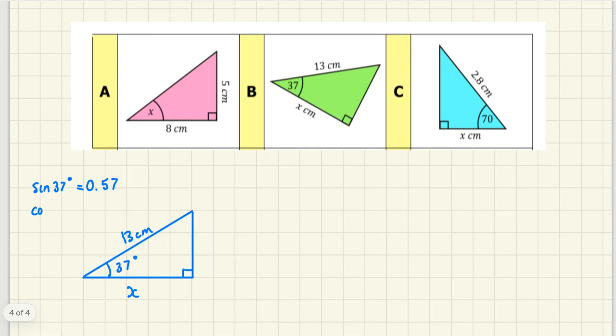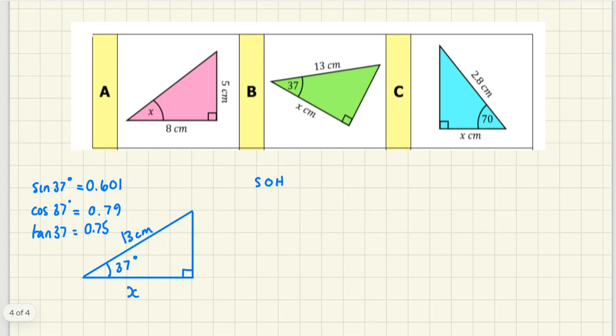0.57. What's the cosine of 37? What's the tangent of 37? 0.75. Okay.